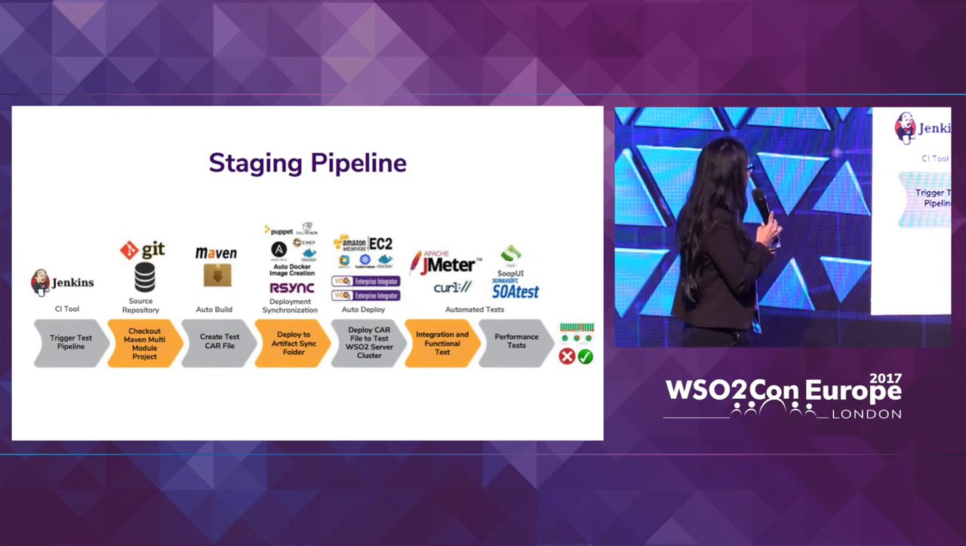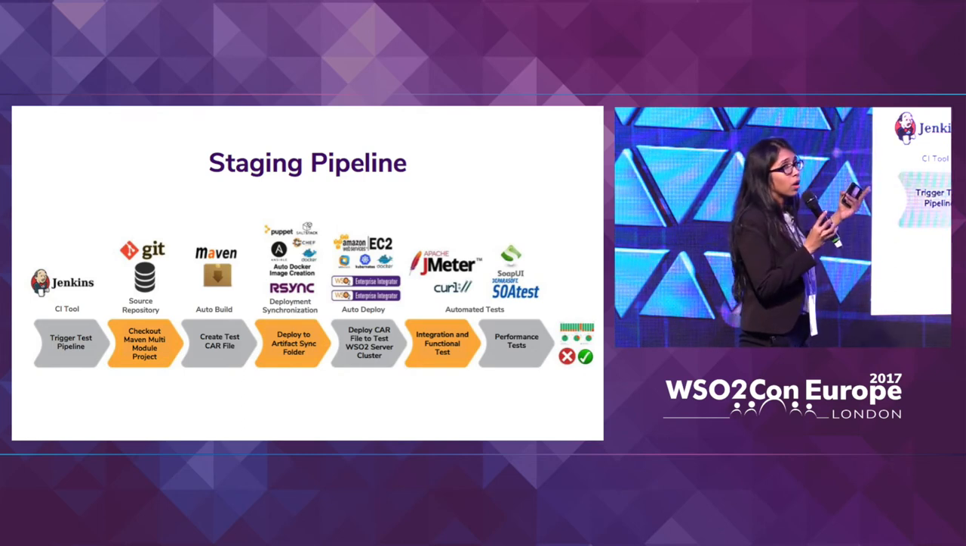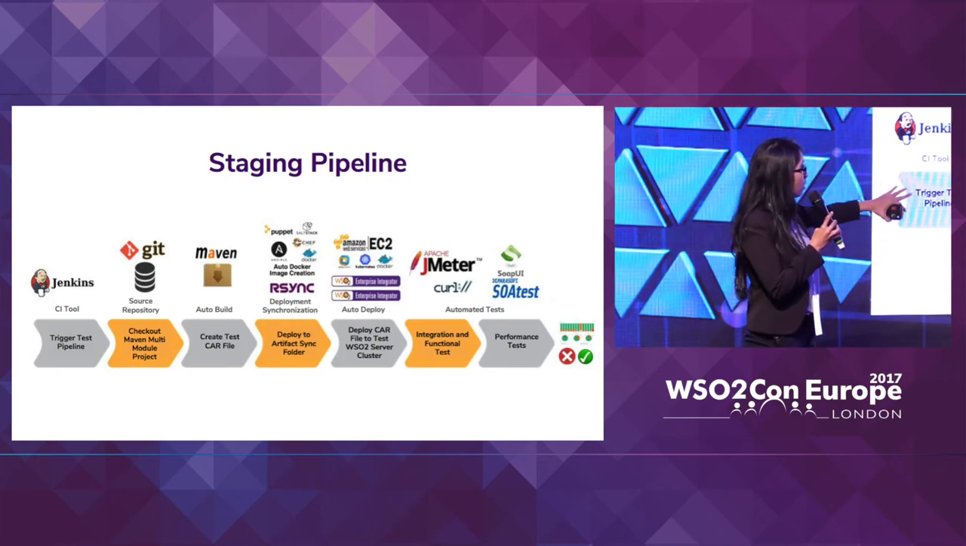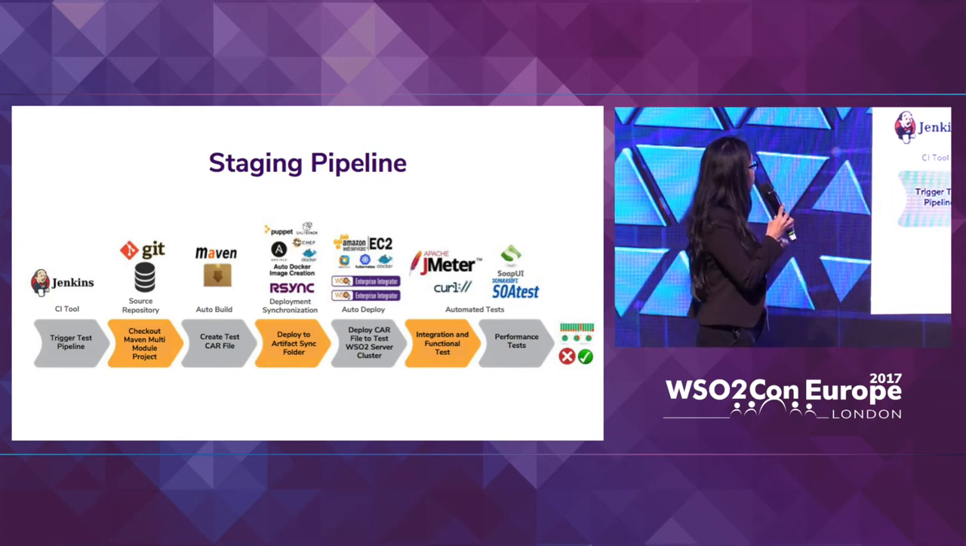So in this case, we're trying to replicate the production environment. And in the production environment, let's assume there are two EI instances. So we have to have two EI instances already in the staging environment. So we have the CI tool, which triggers the test pipeline. The Maven multi-module project will be checked out once again, and you create the test car file. So the reason why this car file is built again in this stage is because there is environment-specific information. Therefore, you need to build that car file again.